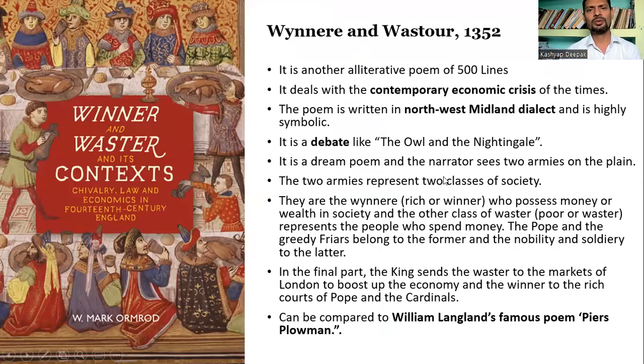This poem, with an older title also called Winner and Waster, was published in 1352, and it is again an alliterative poem having 500 lines. It deals with the contemporary economic crisis of the time. The poem is written in the Northwest Midland dialect and is highly symbolic. It is similar to the debate we have in The Owl and the Nightingale. It is a dream poem, and the narrator sees two armies on the plain, and the two armies represent two classes of society.